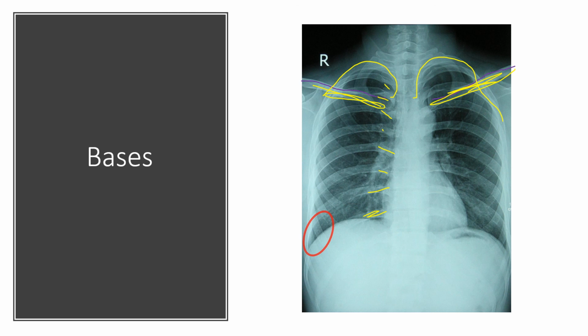But B is for bases, and I'm going to look at what's called the costophrenic angle. So that's this angle right here, and then it's circled over here. I'm going to look at this costophrenic angle. I want to see a sharp angle there. If I don't see a sharp angle there, I could have what's called a blunted costophrenic angle. And this is a classic board question, right? Where I don't have the angle, I just have it look like a box, right?